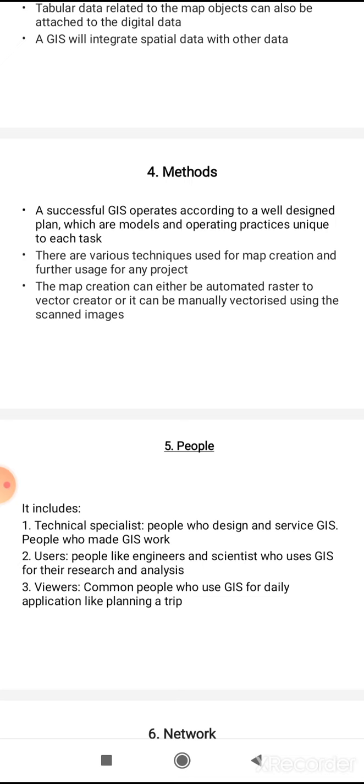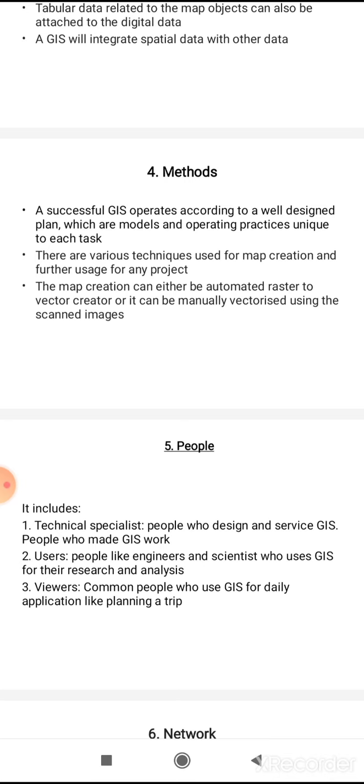Each task's models and operating practices are unique. That's why the GIS technique requires a well-designed plan. Various techniques are used for map creation. We know that the final product of the GIS technique is a map, so for that map creation, various techniques are used.